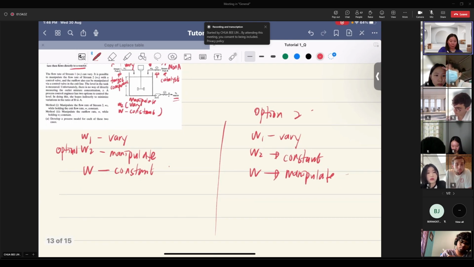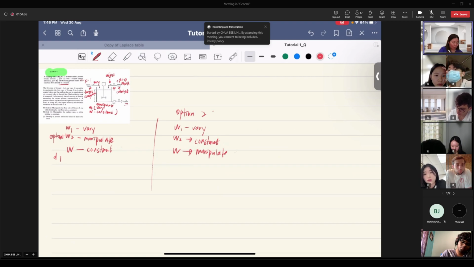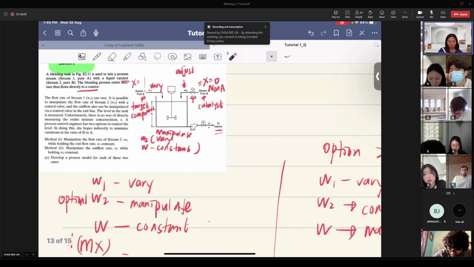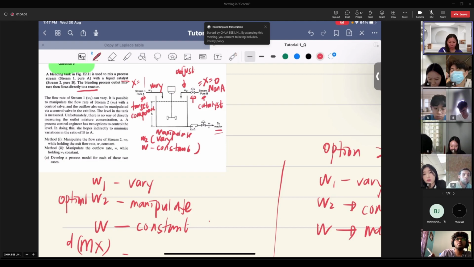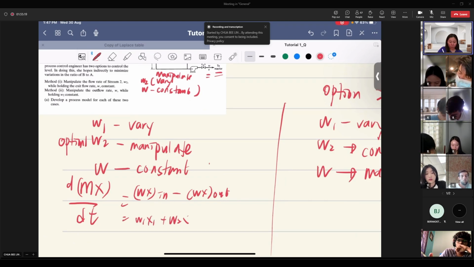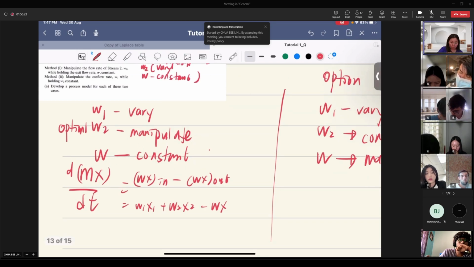So we can use the composition balance: d(mX)/dt equals, what is the in? There are two streams going in. So you have W1 X1, which is the pure A. Then W2 X2. I will put here 1, here 2, following the subscripts of stream 1 and stream 2. 2 inlets and 1 exit, WX. So you have in minus the out. WX in minus WX out. Then you have 2 streams: W1 X1 plus W2 X2 minus WX. So why does this one suddenly become so big?